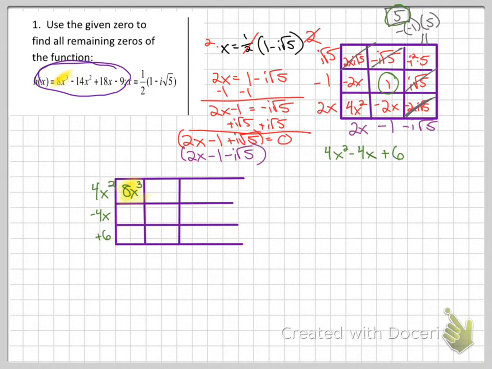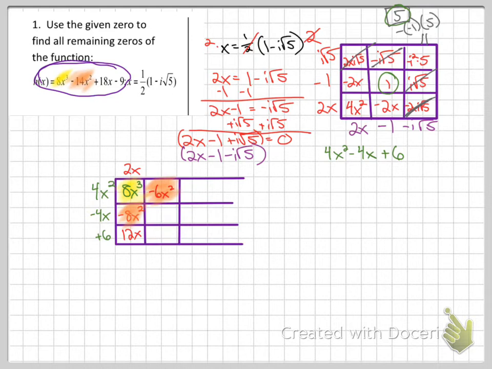The top times the left needs to multiply to be that. So 4x squared times this must be 2x. See how that multiplies to be 8x cubed. The top times the left, negative 4x times 2x, negative 8x squared. The top times the left, 12x. Now I do my diagonals. This box plus this box needs to equal the next term. So negative 8, I need negative 6x squared to get 14.